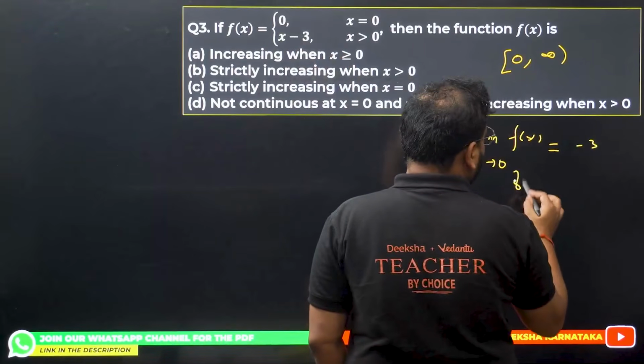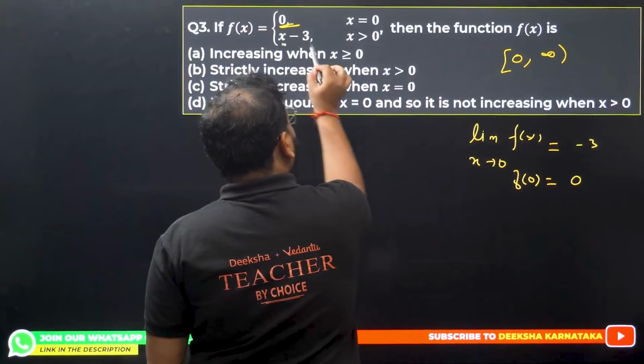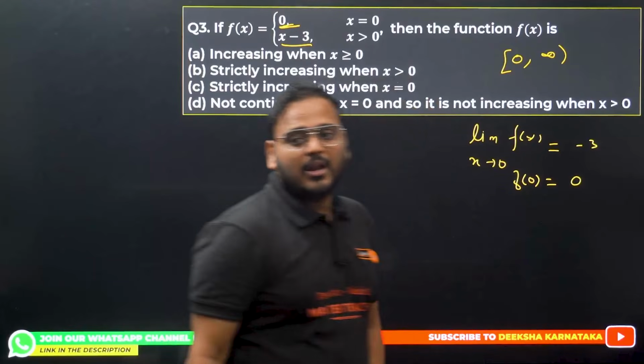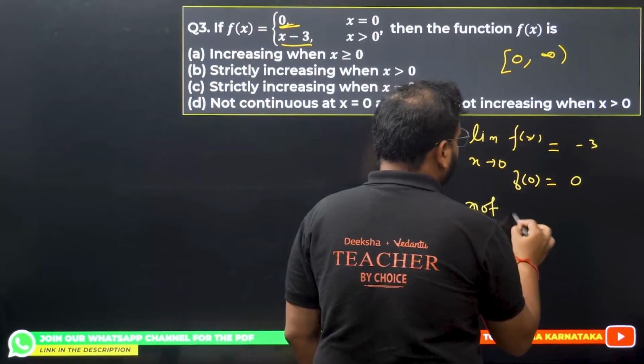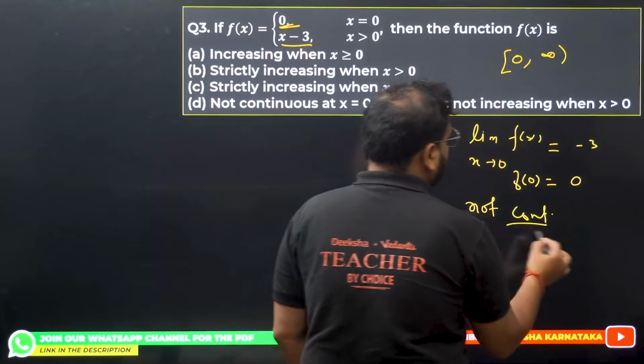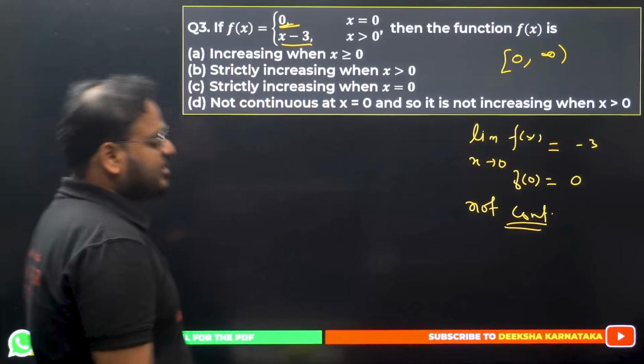But f of 0 is what? f of 0 is 0. f of 0 is 0, but the limit value is -3. Are they equal? No. It means not continuous. Basically, I'll not worry about the point 0 anymore.